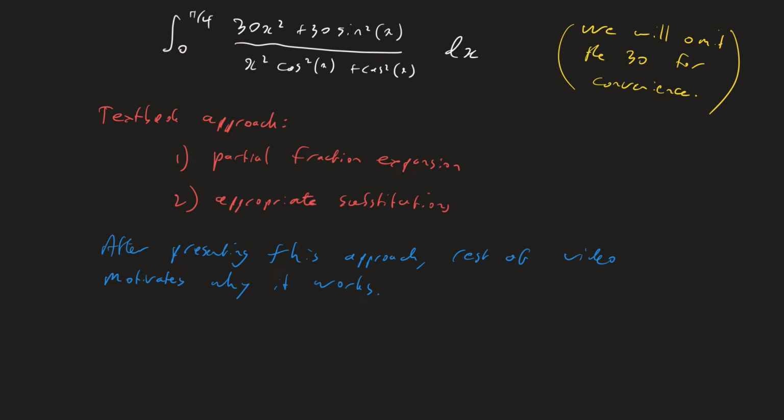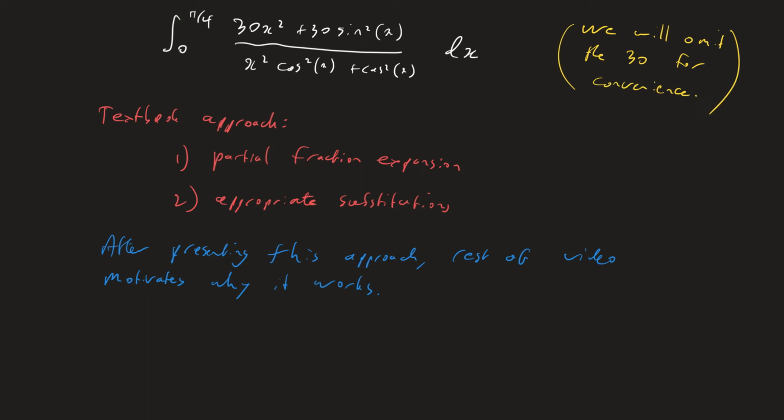Today's problem is to compute the integral from 0 to pi on 4 of 30x squared plus 30 sine squared x divided by x squared cos squared x plus cos squared x dx. The constant 30 can come out the front, so we will ignore it some of the time for convenience.